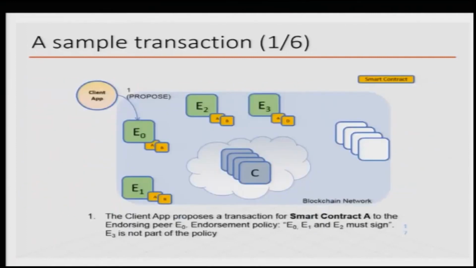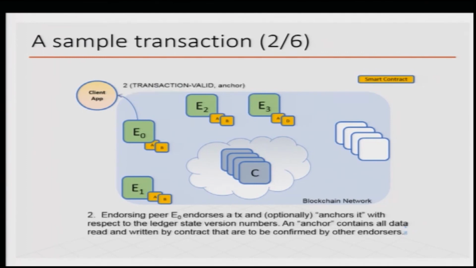So, a sample transaction would be like this: a client application, like I am a customer of SBI and I am doing a transaction. I log in through my client application and I propose a transaction. I say give this much money to this person. Then it goes to certain nodes, which we call endorsers. For each transaction when it is proposed, it has to be endorsed by a set of peers. So, let us say E0 is my endorser and I only need one endorser. This endorser contains chaincode, let us say smart contract A.